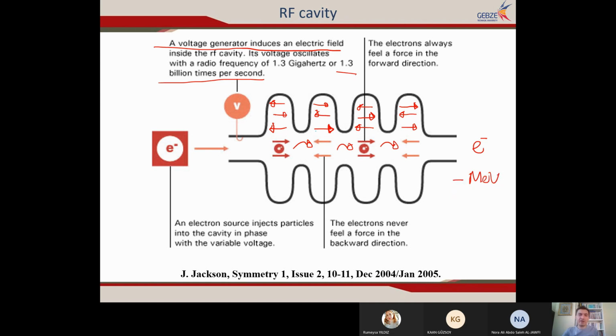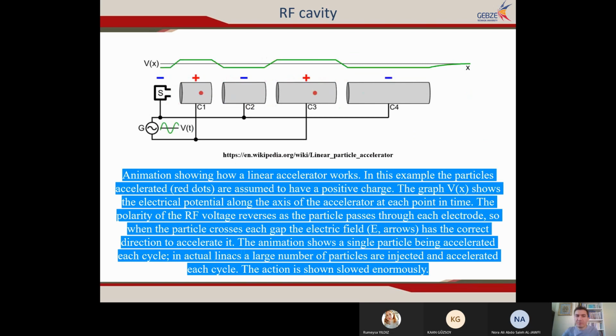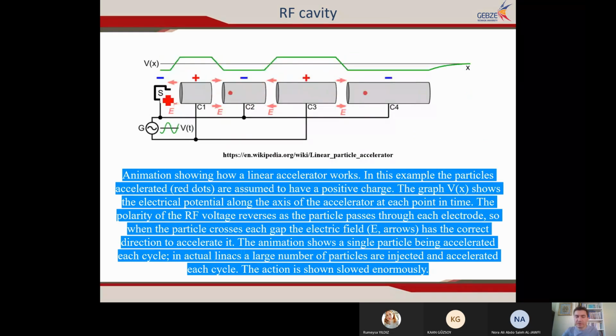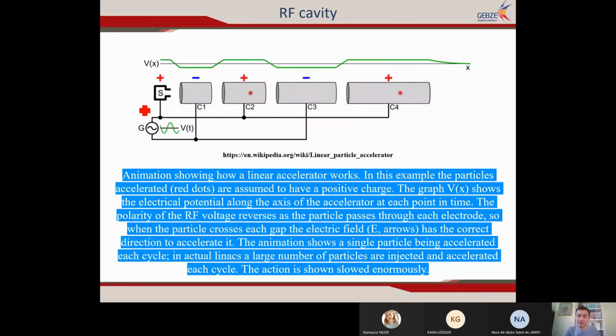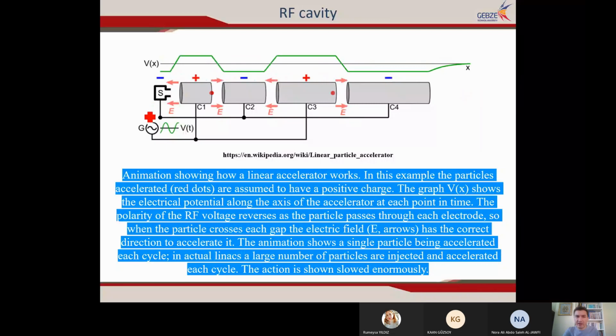Here, there is an animation from Wikipedia. So what do you see here? This animation is prepared for a proton source. Proton sources are used at CERN, for example, in order to accelerate protons, but the mechanism of the LINAC and RF cavity is the same. Here you have positively charged particles, and then here you have a voltage source.